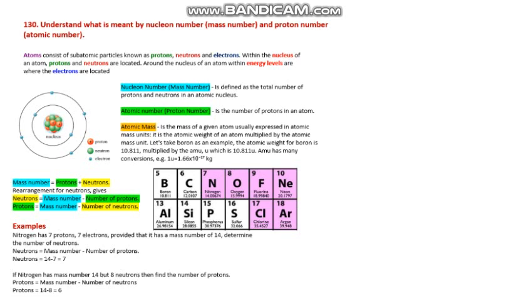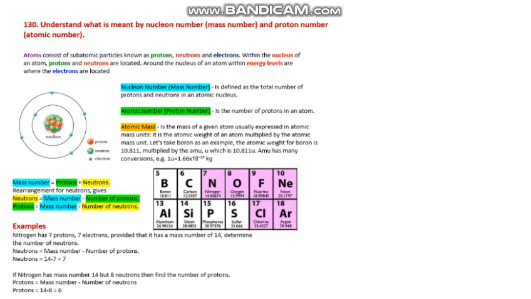Now, I know that sounds very similar to mass number, however, it is very different. Atomic mass is the mass of a given atom, usually expressed in atomic mass units. It is the atomic weight of an atom multiplied by the atomic mass unit. So let's take boron as an example. The atomic weight for boron is 10.811 multiplied by the atomic mass unit u, which is 10.811 u. The atomic mass unit has many conversions. As an example, one atomic mass unit is equal to 1.66 times 10 to the negative 27 kilograms. That is generally the conversion that they'd expect you to use in EDEXCEL style exam questions.